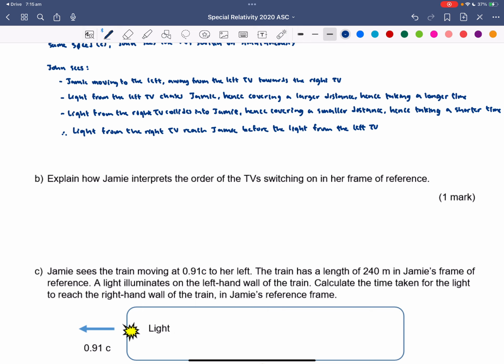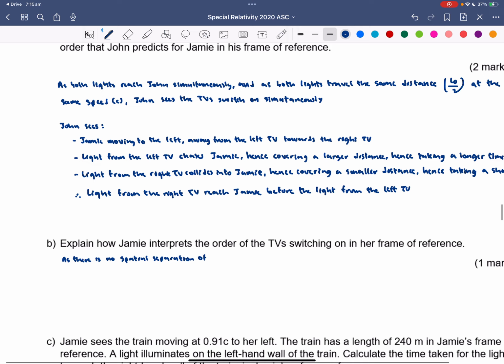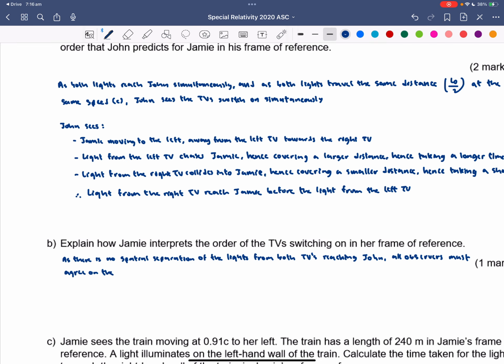Explain how Jamie interprets the order. You could say something along the lines of this: as there is no spatial separation of the lights from both TVs reaching John, as there's no spatial separation between those events, all observers must agree on the order of events.